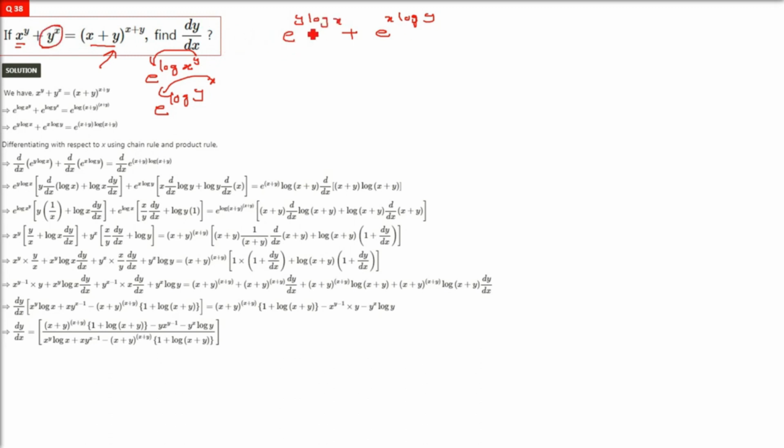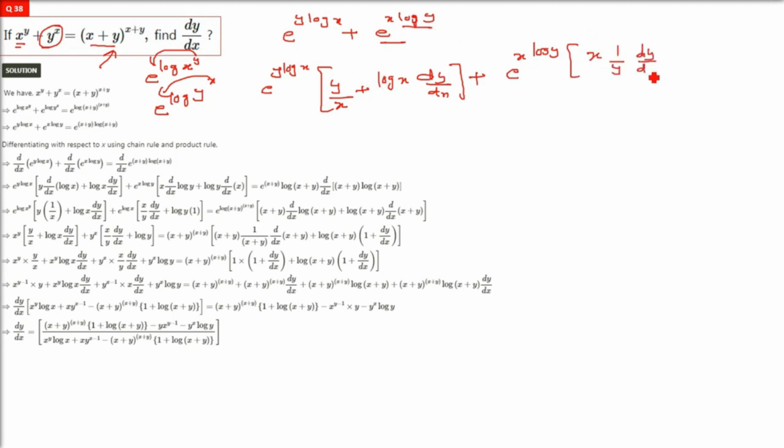And dy by dx we are doing for the left hand side. So e to the power anything will be e to the power that thing only. So e to the power y log x, and then y log x differentiation. So y and log x differentiation is 1 by x, then log x and dy by dx. Then coming to e to the power x log y, differentiation of e to the power anything will be e to the power that thing only, e to the power x log y. Then now x log y is 1 by y, then dy by dx. Then we have log y and dy by dx of x is 1.